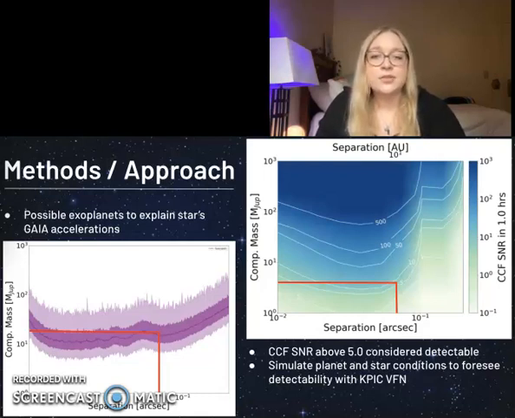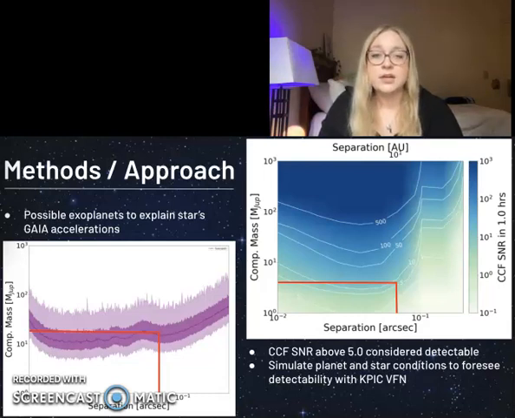This entire graph shows the probable separations and masses for a companion planet, if a planet is in fact what is causing the star's acceleration. Now the graph on the right shows the outcome of one target star that has been run through the simulation code. By looking at the white contour lines, we can clearly see that this would be highly detectable for K-VFN, since the majority of the graph is above the SNR line of 5.0.